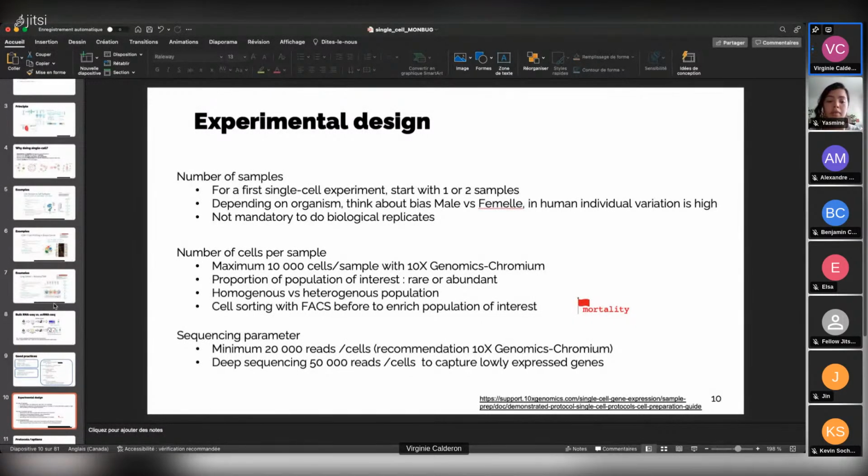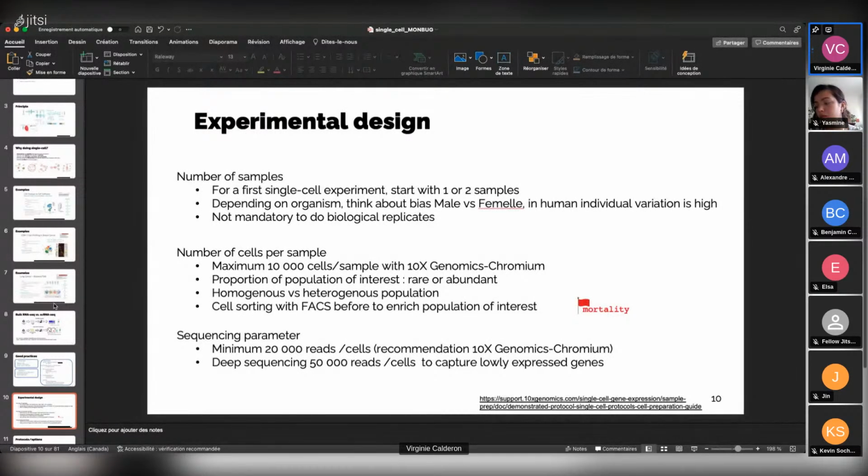Also, if you're working with a homogeneous or heterogeneous population, it would be different. In a homogeneous population, you need fewer cells. In a heterogeneous one, like I said, if you want a rare population, you need to go to the maximum.